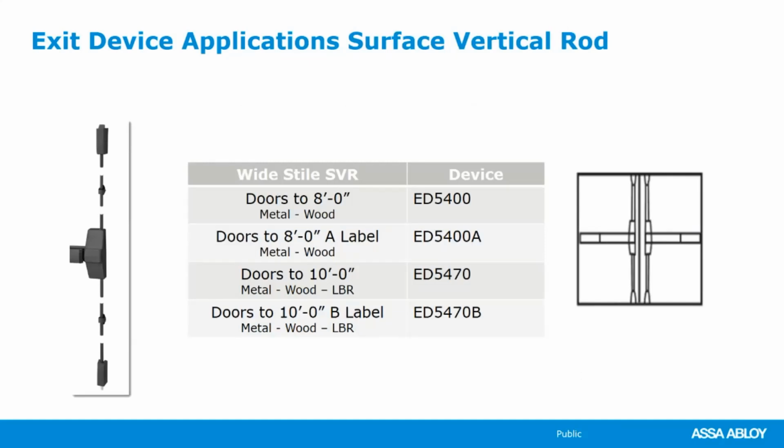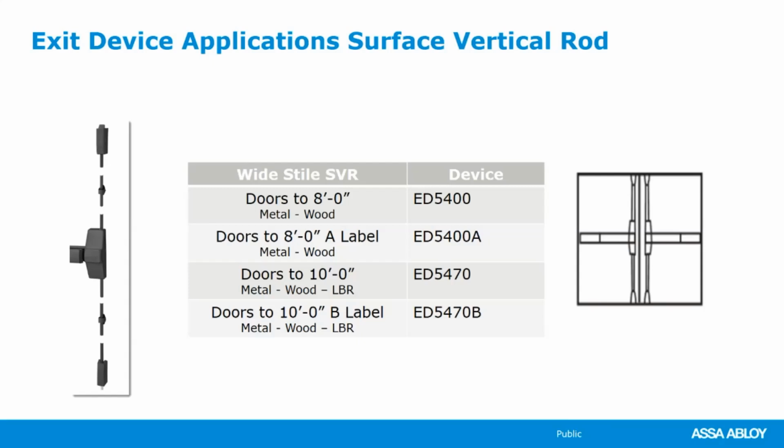The ED5470 series device can be used on doors up to 10 foot on both metal and wood and for less bottom rod. Now, we use a specific top latch and strike on the 5470. So you can't just take the bottom rods off of the ED5400 and expect it to work. It's not designed that way. It's not certified that way. So if you want a fire rated version, we can do a B label, which is an ED5470B up to 10 foot on metal, wood, and less bottom rod applications. And again, I put a caveat there with the wood door manufacturers, they will have had to test it to a 10 foot opening.